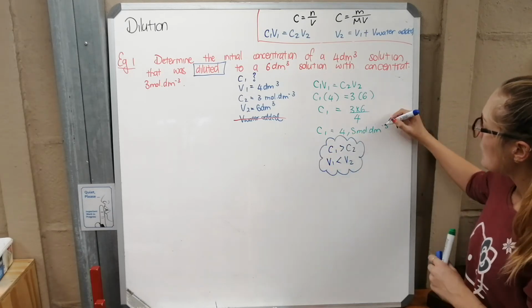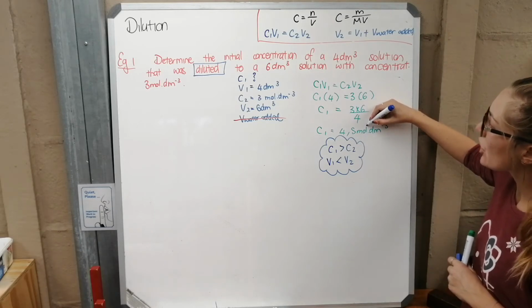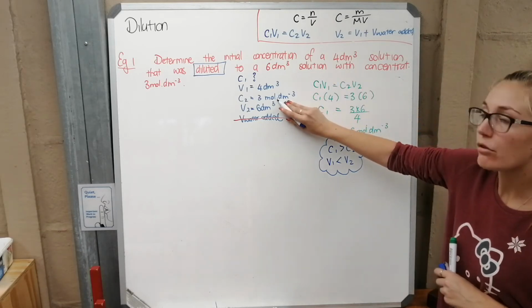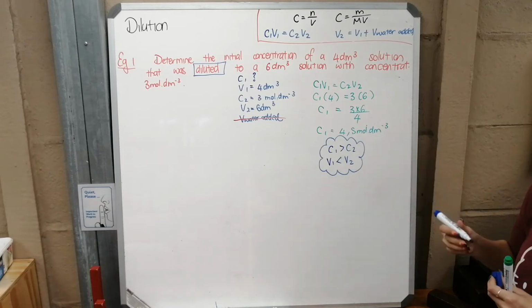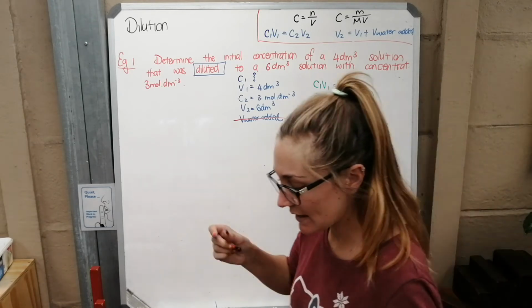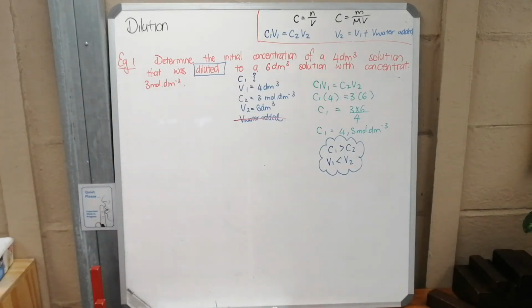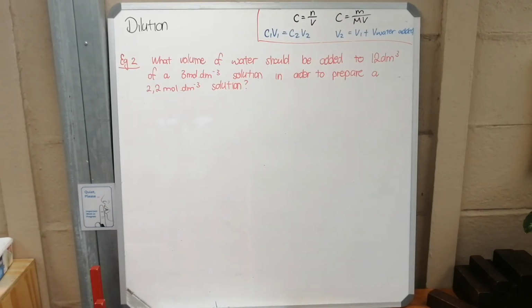So let's check. My initial concentration, is it greater? Yes, it is. Okay, 3 compared to 4.5, the initial is greater than the final. I'm going to quickly write down a second example. Okay guys, here's example 2.